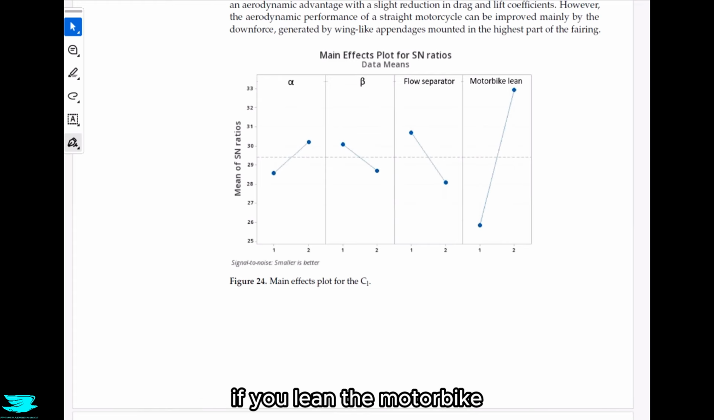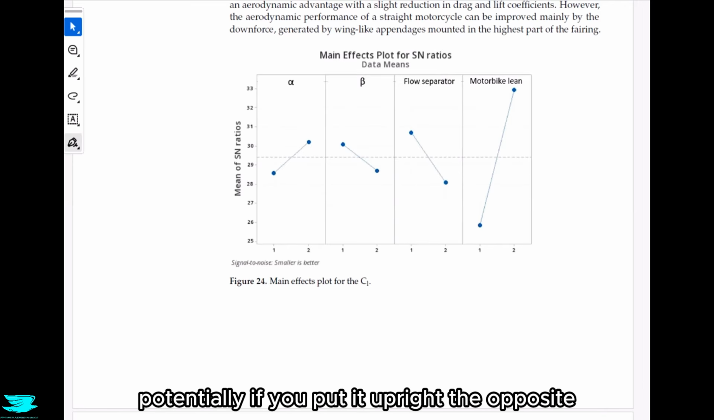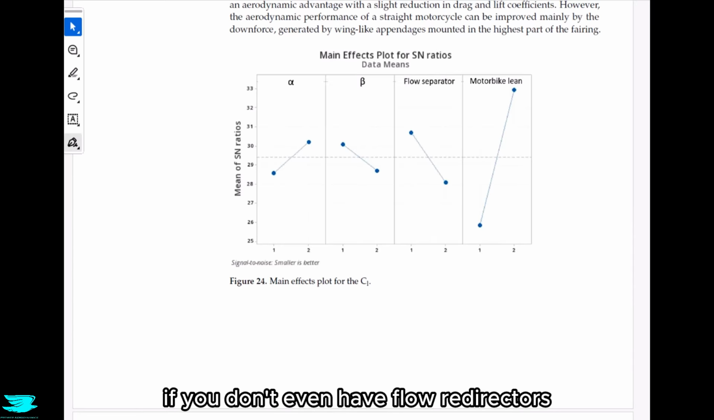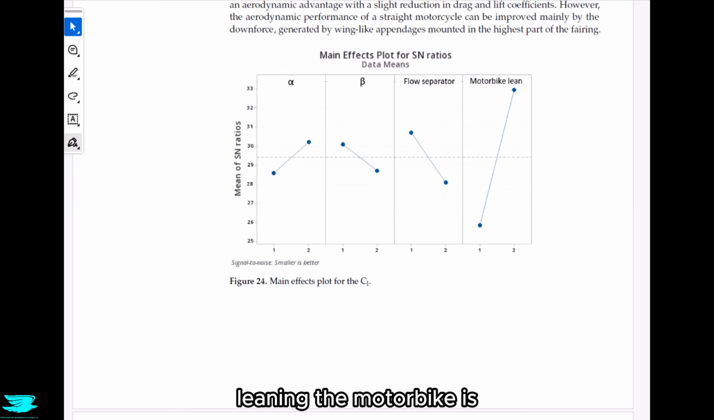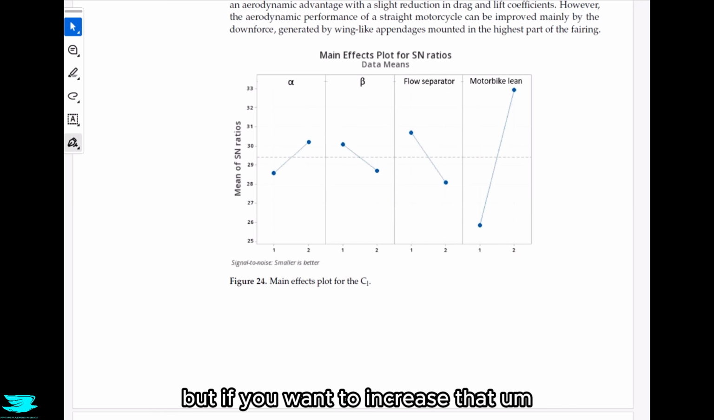If you lean the motorbike, what this is telling us here is that you're reducing the lift coefficient, you're getting more downforce potentially. If you put it upright, the opposite. And that right there tells us that if you don't even have flow redirectors, leaning the motorbike is going to be more effective anyway than focusing on the redirectors. But if you want to increase that downforce or lower the drag, maybe the flow redirectors will help. Let's see.